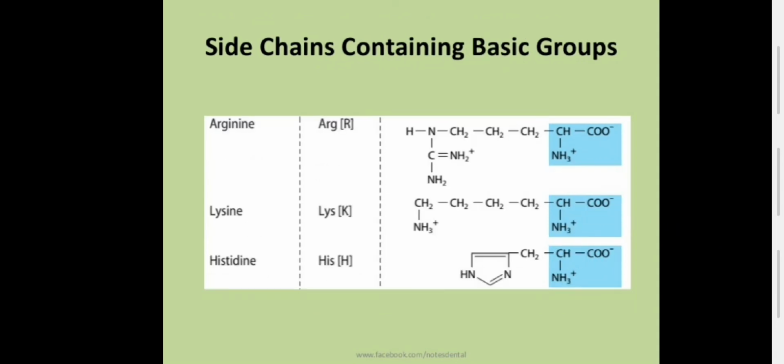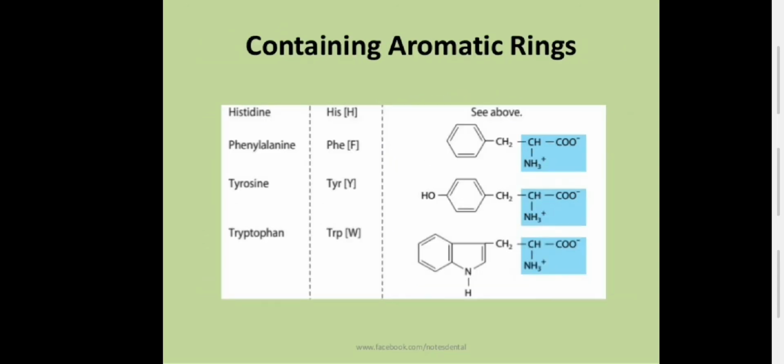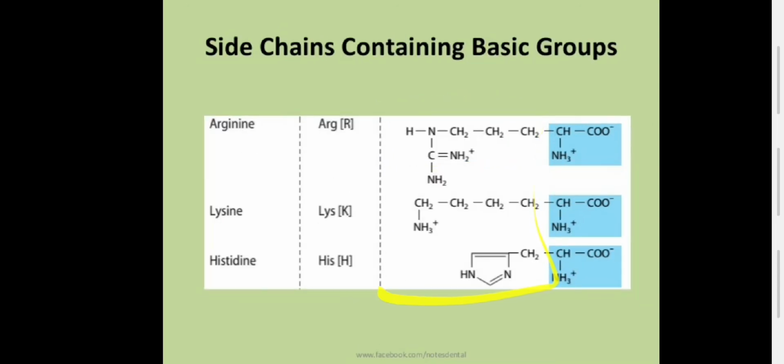Next, we have the side chain containing a basic group. So always look for the structural formula containing the basic group. This is the constant structural formula of it. Those amino acids are arginine, lysine, and histidine.